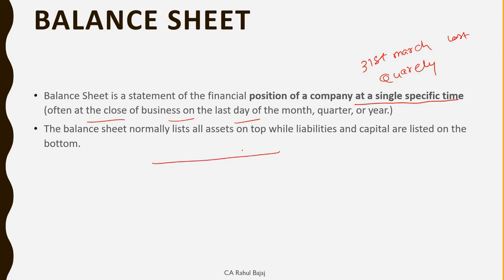If you see a balance sheet, it is like this. Here your CY, here your PY, then assets, total of assets, then liabilities, total of liabilities, capital, total of capital, then total of liabilities and capital, and that should match with your assets.